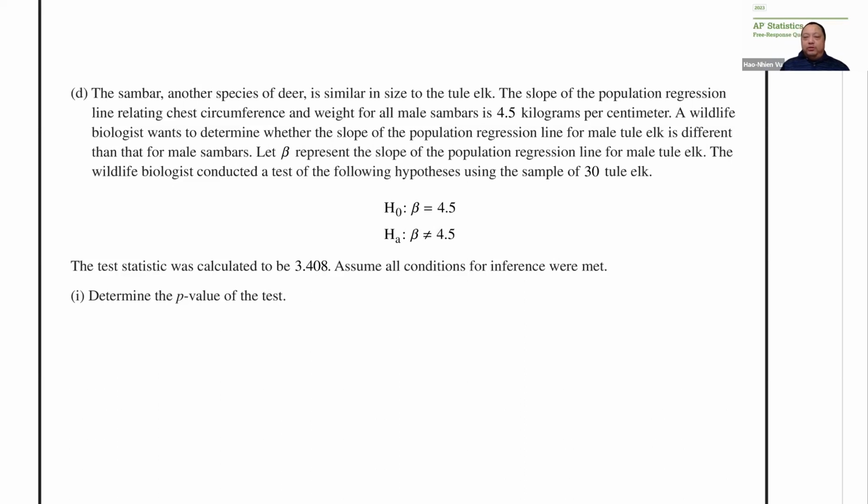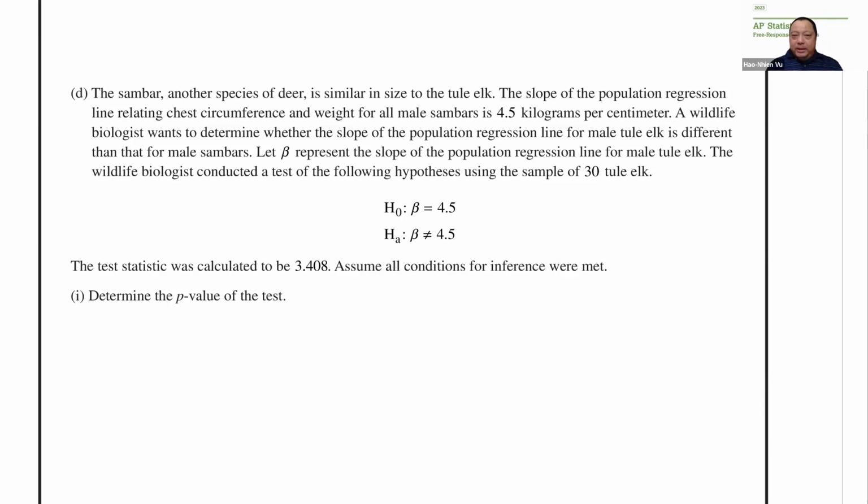The slope of the population regression line relating chest circumference and weight for all male sambars is 4.5 kilograms per centimeter. A wildlife biologist wants to determine whether the slope of the population regression line for male tule elk is different from that of male sambars. Let beta represent the slope of the population regression line for male tule elk. The wildlife biologist conducted a test of the following hypothesis using the sample of 30 tule elk.